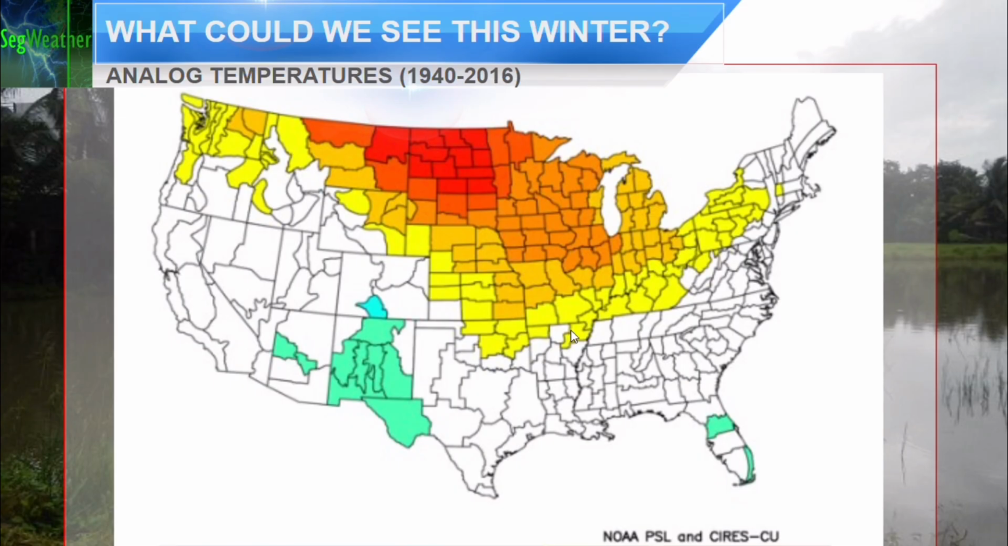Now, looking ahead towards our analog data, looking at 1940 to 2016, this is the analog data of all our strong El Nino years. You can see that it does favor anywhere in the yellow, orange, and reds. That's where you can see the above average temperature potential. At least this is what happened from 1940 to 2016.